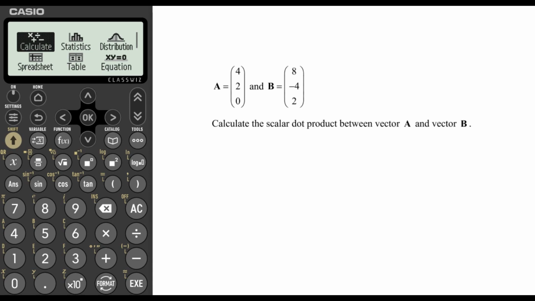We can use our calculator to calculate the scalar dot product between two vectors. Here we have vector a, 4, 2, 0, and vector b, 8, negative 4, 2. We have to calculate the scalar dot product between vector a and vector b. From the main menu, if we go to the vector sub-menu, we want to define vector a. Vector a has 3 dimensions. It's equal to 4, 2, 0.